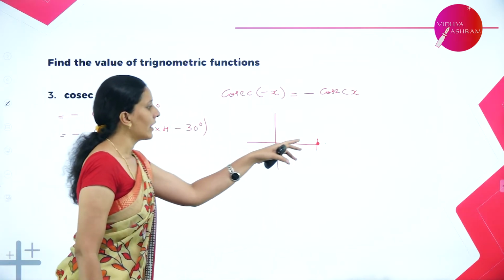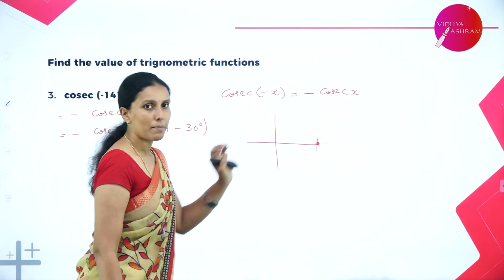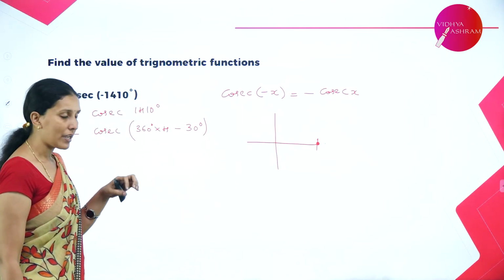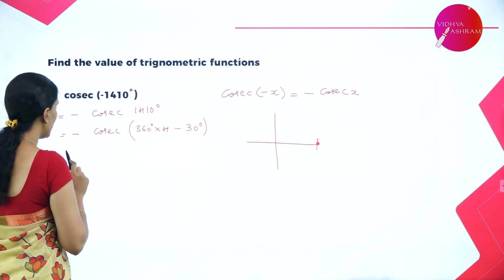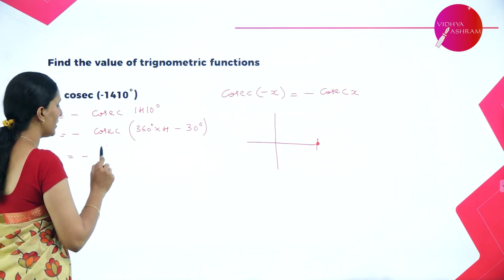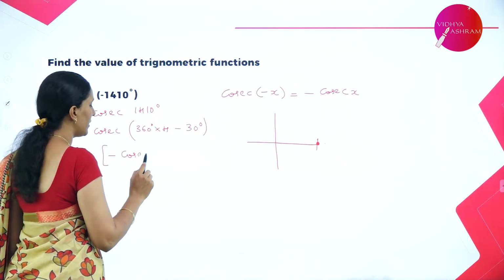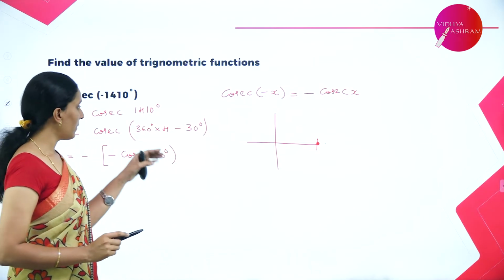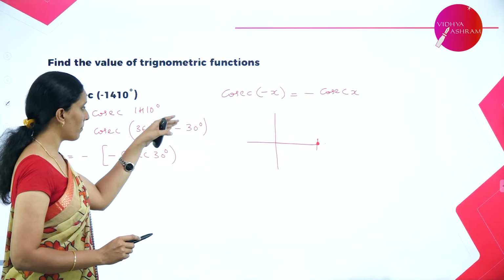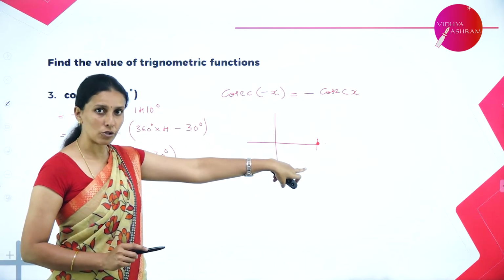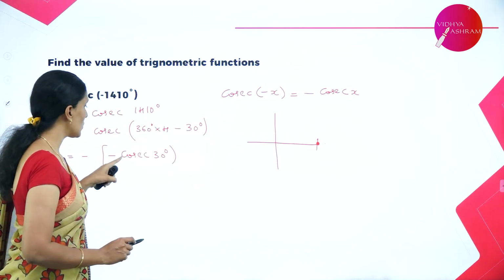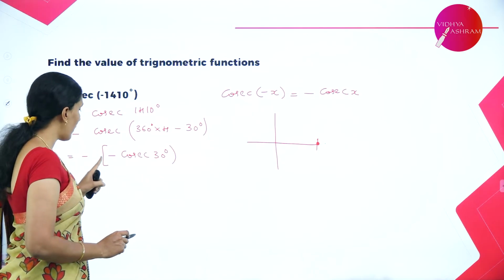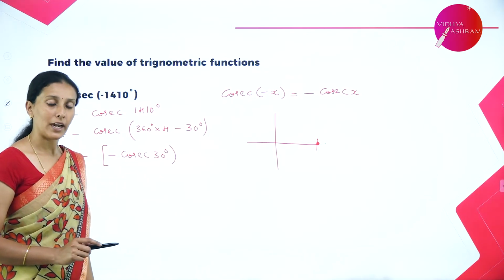So, it is in the form of 2n pi minus theta. Therefore, this value can be written as minus of minus cosecant 30 degree. Why minus cosecant 30 degree? Because when I say 360 into 4 minus 30 degree, it comes in the fourth quadrant. In the fourth quadrant, cosecant is negative. So, therefore, write this in the form of minus cosecant 30 degree.